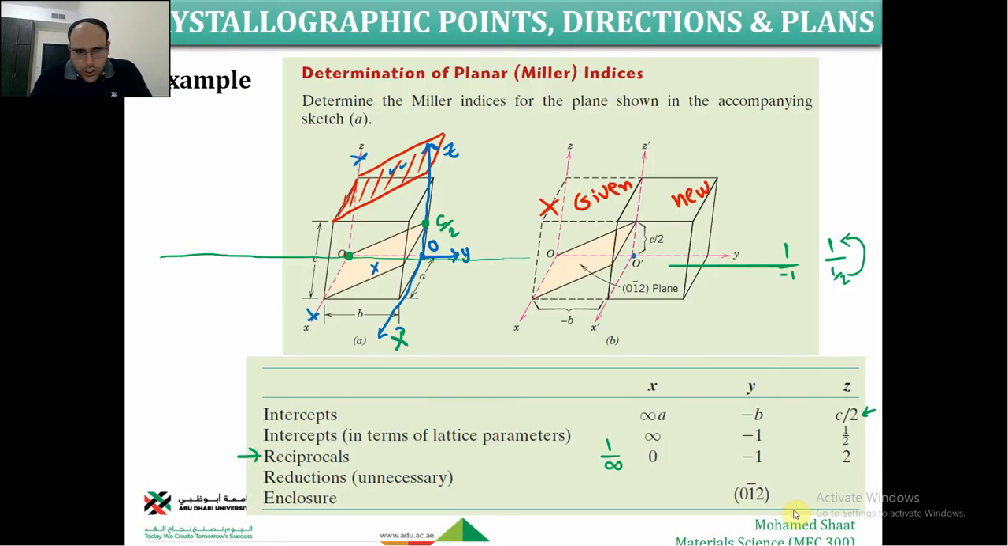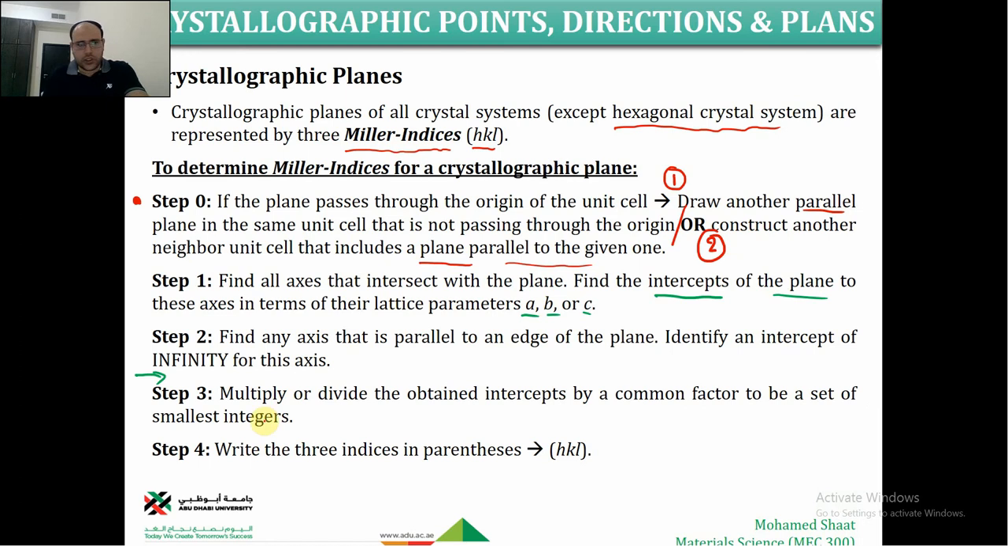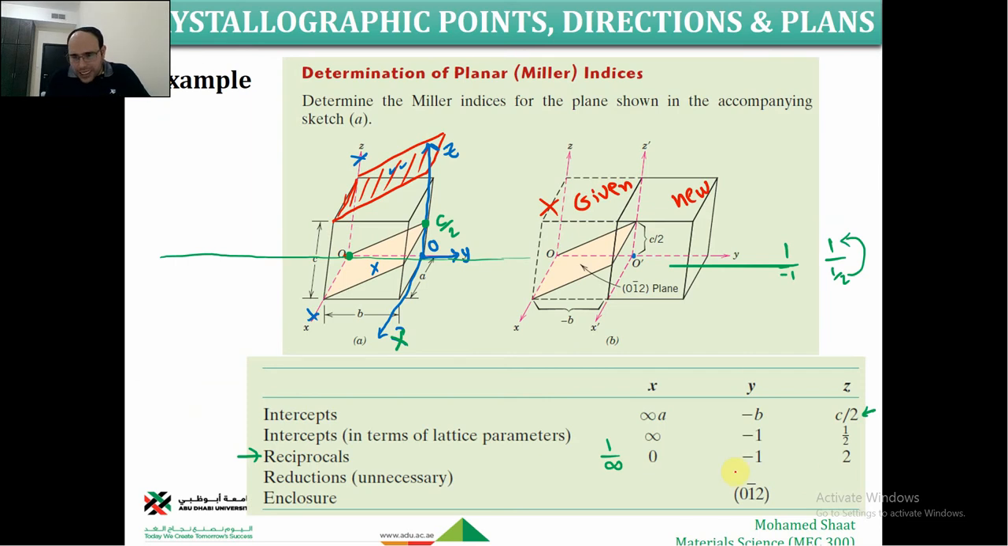So once you apply this reciprocals, you're going to end up, as we mentioned, with 0, -1, and 2, right? So this is the reciprocal step. Then your objective is just to do reduction, to apply step number 3. Multiply or divide all the indices by a common factor. All of them should be multiplied by the same number or divided by the same number, with the objective of making them the smallest set of integers. All of them integers, and the smallest set of integers. This is the condition. This is the reduction step, related to step number 3.